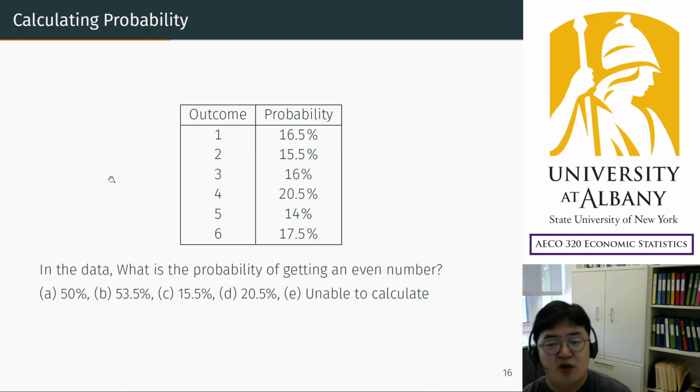So then you can try this. In this data, I calculated the probability. Then can you calculate the probability of an even number? Among these 6 outcomes, you know what the even numbers are. Then try to calculate the probability that you have an even number as an outcome.